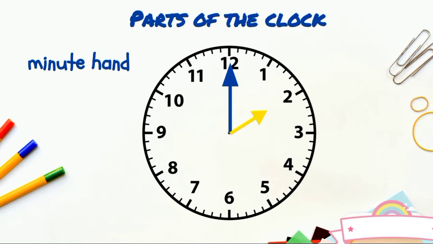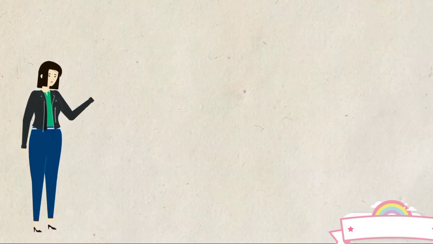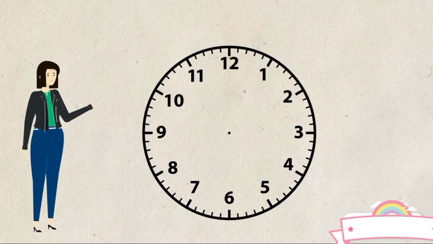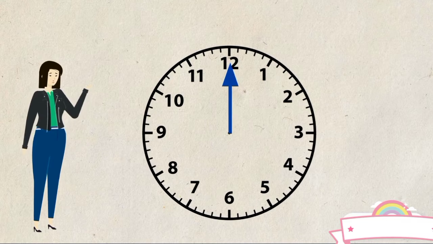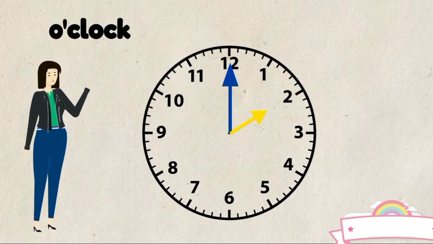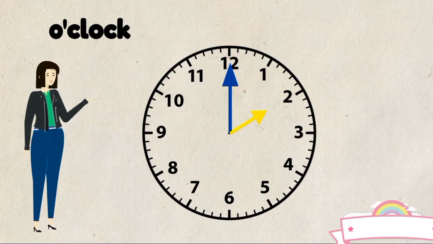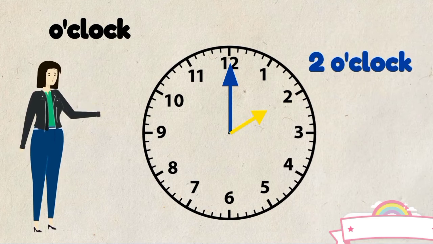Then you get the shorter hand. This is known as the hour hand. It moves a lot slower than the minute hand. It shows us what hour we are in. Now that we know the different parts of the clock, we can start telling the time. Whenever the long hand is pointing to the 12, it tells us it's o'clock. The short hand tells us what hour we are in. This short hand is pointing to the 2, so this time reads 2 o'clock.